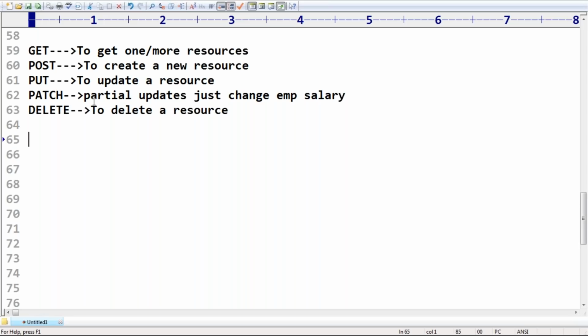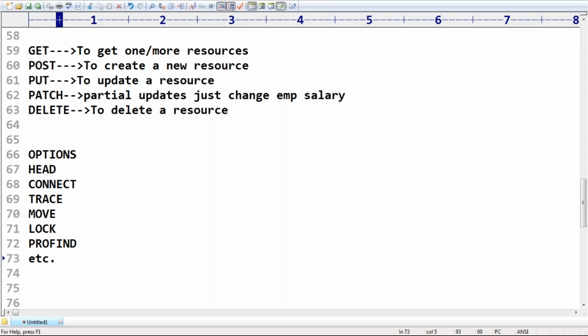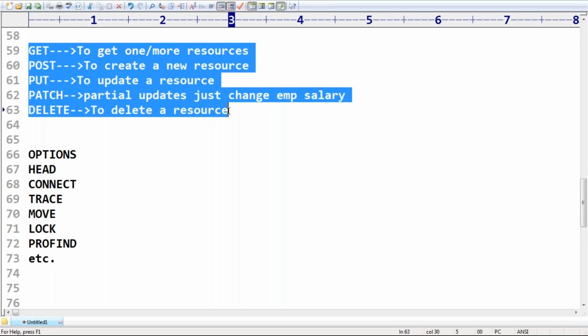Sir, what about the remaining HTTP methods? Are these the only HTTP methods? No, there are multiple other things also available. Options, head, connect, trace, move, lock, propfind, there are multiple things available. But these are the most commonly used, and those are very rarely used. Don't worry much about them; if we are going to use them, then I will explain in detail.